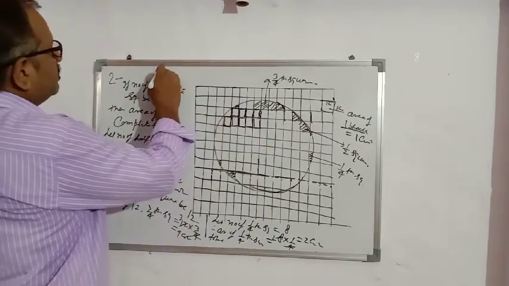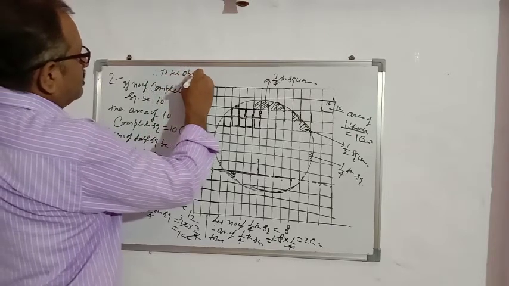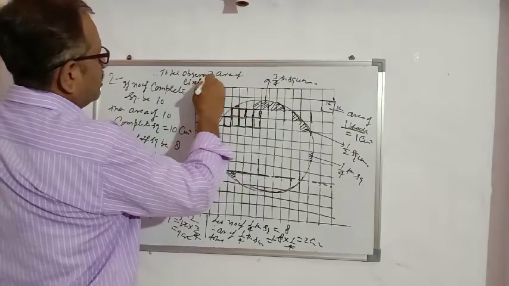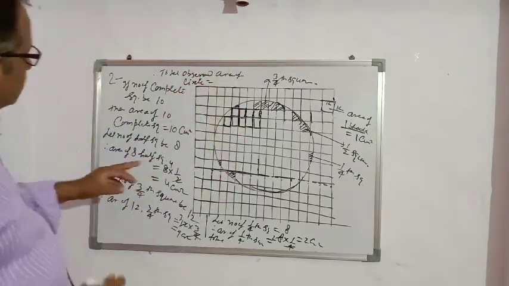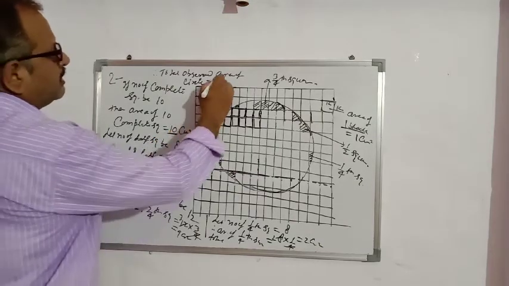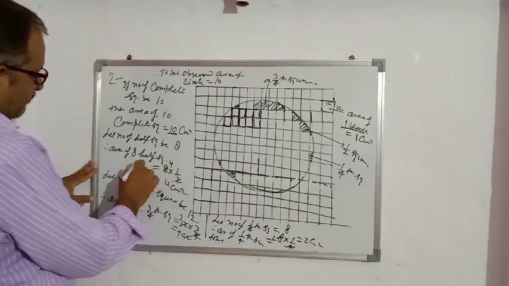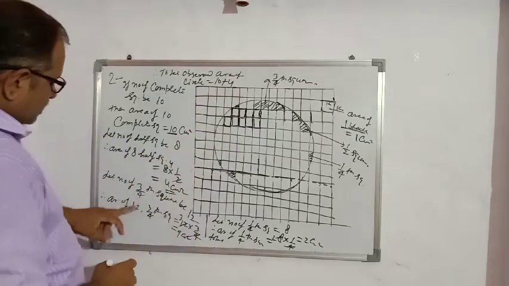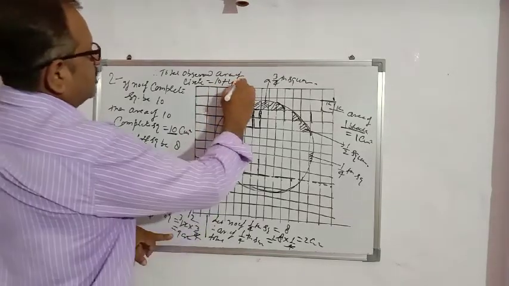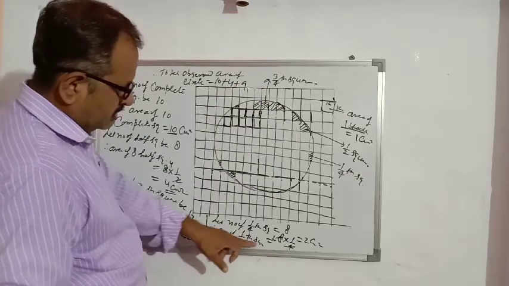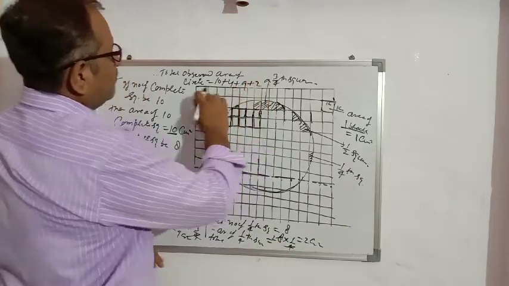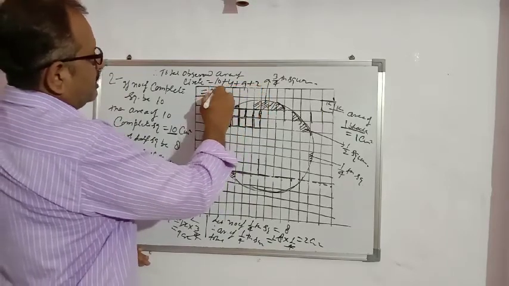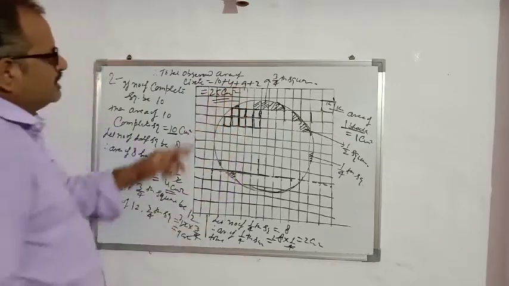So therefore, the total observed area of the circle. We will count it. Complete squares: 10 centimeter square. Area of 8 half squares: 4 centimeter square. Area of 3/4 squares: 9 centimeter square. Area of 1/4 squares: 2 centimeter square. We will add it. 10 plus 4 is 14, plus 2 is 16, plus 9 is 25 centimeter square. This is the observed value.